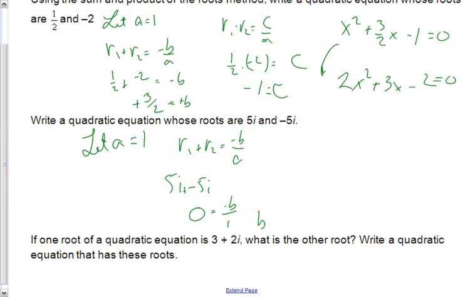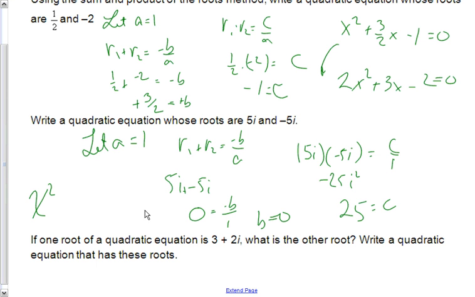So what does b equal? 0. That's easy. If we take a look at the product, 5i times negative 5i, that should equal c over a. Well, c over 1, right? Negative 5 times 5 is negative 25, i squared is negative 1, so 25 equals c. It doesn't look too bad. Look, it's x squared because a was 1, plus bx, well there's no bx term because it's 0, plus 25 equals 0. And isn't this one we could solve by moving the 25 and then taking the square root? Doesn't that give me plus or minus 5i? So you can see that.